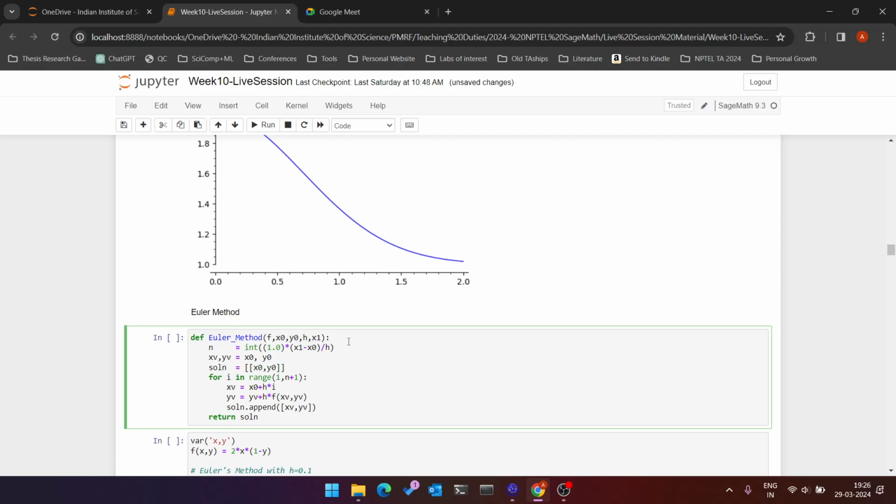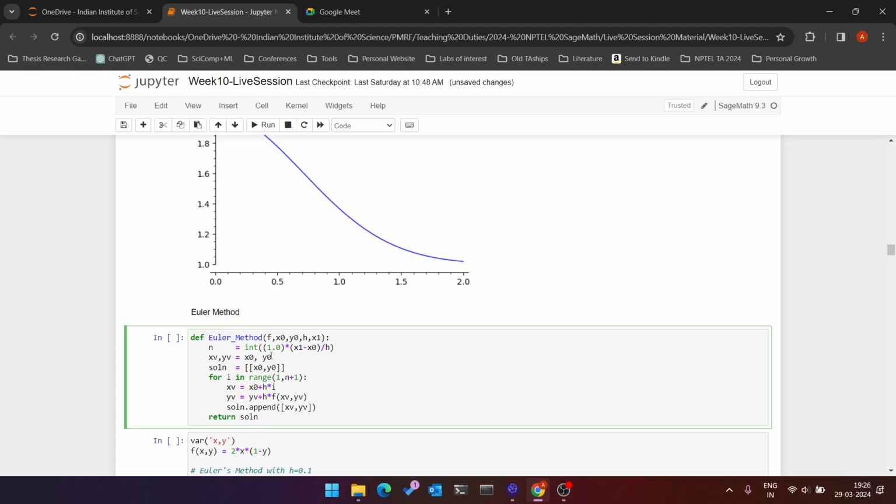Okay, so first we define our number of points as x1 minus x0 by h. So the total difference upon step size gives us the number of steps, and I assign xv and yv as my variable x and y, initially set to my initial condition. I create a solution array in which I have already fed my initial value x0 comma y0.